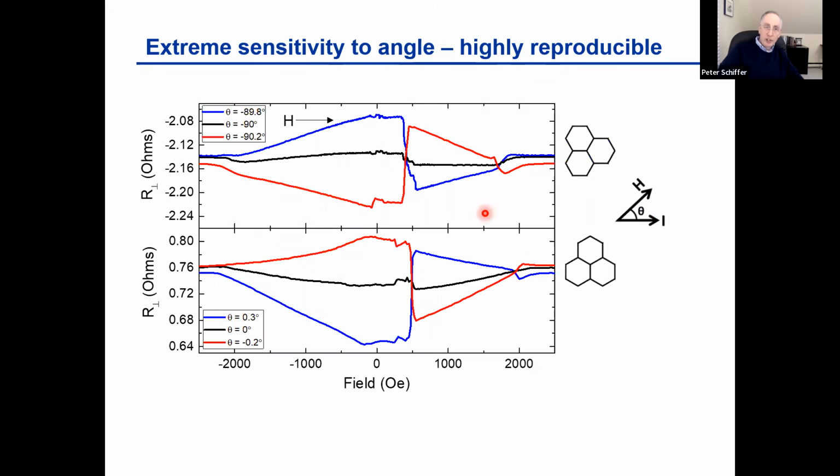And one of the fun things that really puzzled us is that there's an extreme sensitivity to angle. So this is the transverse resistance, and here I've got two different structures, one in the so-called armchair structure, one in the zigzag structure of a Kagome. And you can see, look at the angles here, a 0.2 degree difference in magnetic field angle. You get very different trajectories for the transverse resistance. And again, these are not small effects.